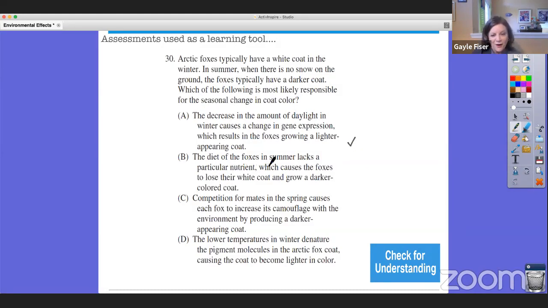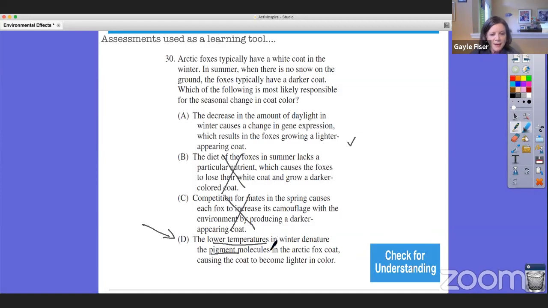The diet of the foxes in the summer lacks a particular nutrient, which causes the foxes to lose their white color and grow a darker colored coat. The stimulus did not tell us anything about diet, so let's eliminate that. Competition for mates in the spring causes each fox to increase its camouflage. There was nothing about competition. Now, this is the one, if my kids are going to miss it, they're going to choose this. The lower temperatures in winter denature the pigment molecules. Okay, it's lower temperatures, and this is the pigment.